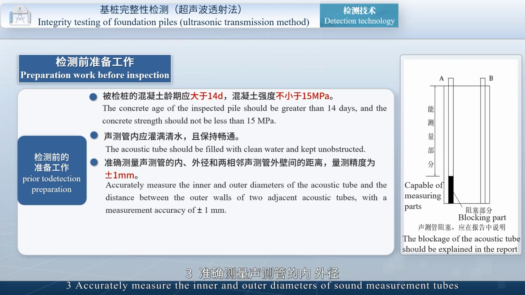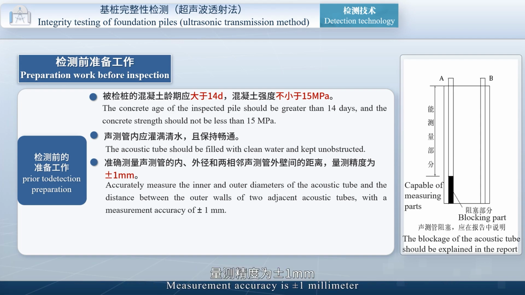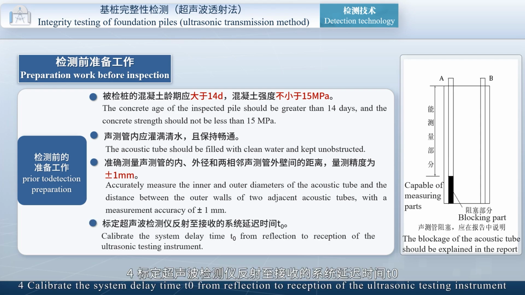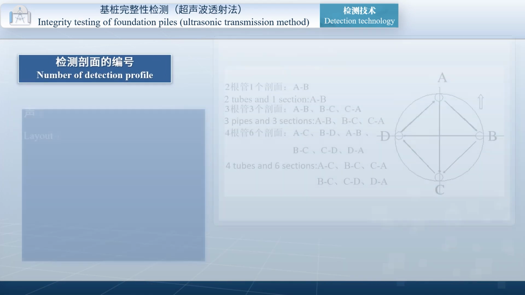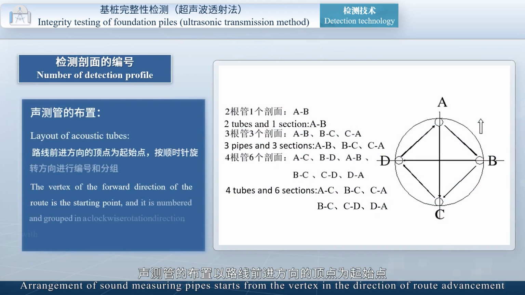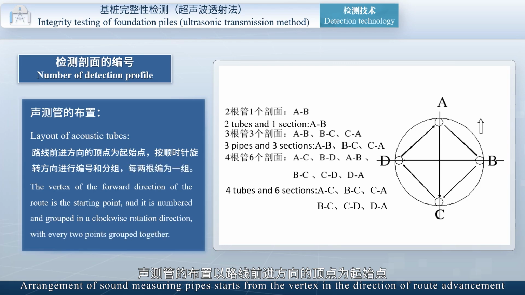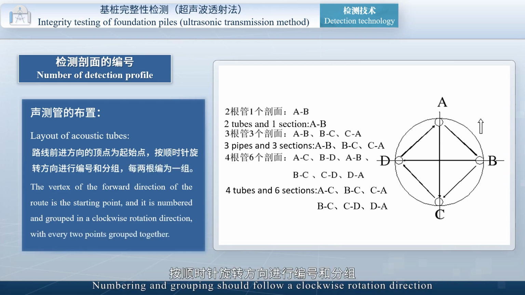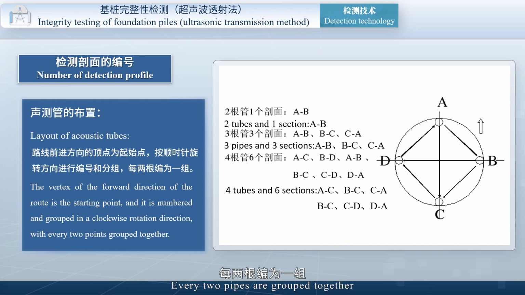3. Accurately measure the inner and outer diameters of sound measuring pipes and the distance between the outer walls of 2 adjacent sound measuring pipes. Measurement accuracy is plus or minus 1 mm. 4. Calibrate the system delay time T0 from reflection to reception of the ultrasonic testing instrument. Arrangement of sound measuring pipes starts from the vertex in the direction of root advancement. Numbering and grouping should follow a clockwise rotation direction. Every 2 pipes are grouped together.